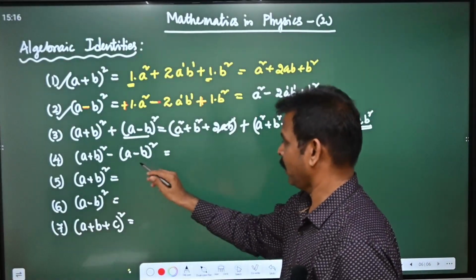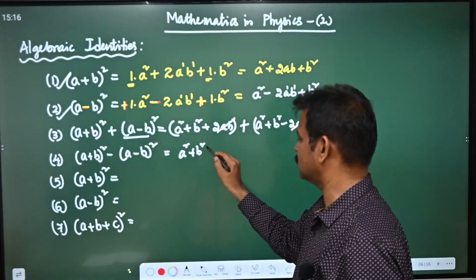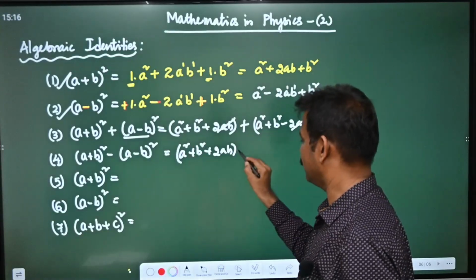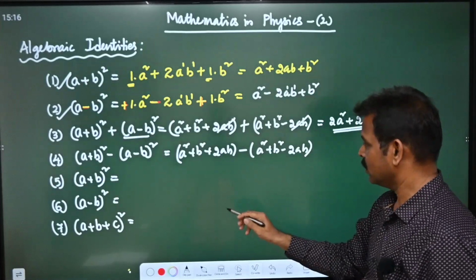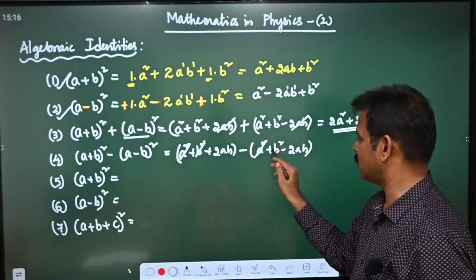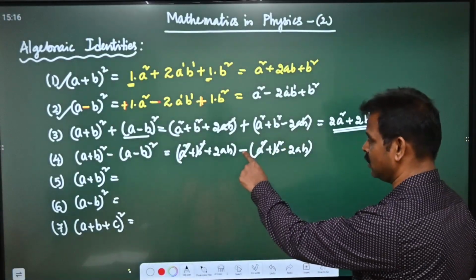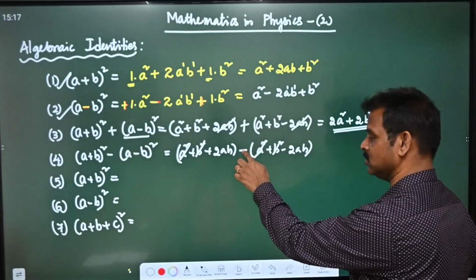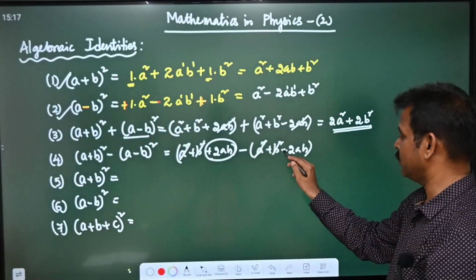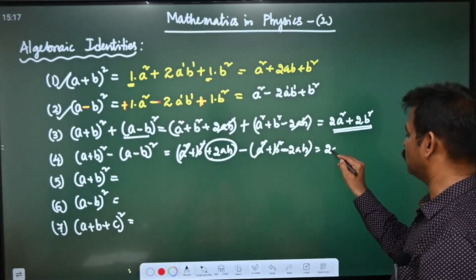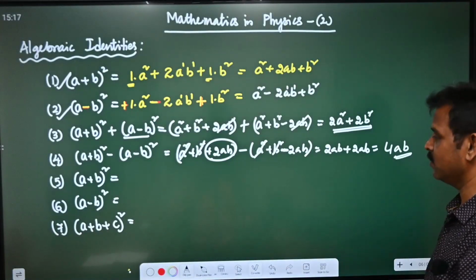The next one, a plus b whole square minus a minus b whole square. First, this is a square plus b square plus 2ab minus a square plus b square minus 2ab. Plus a square minus a square cancel, b square and b square cancel, 2ab. Minus of minus, be careful, most of the students make mistakes. While multiplying these two, they are not considering this minus, they are considering only this minus. So be careful, this is 2ab, minus of minus will become plus. So this will become 2ab plus 2ab, which is equal to 4ab.